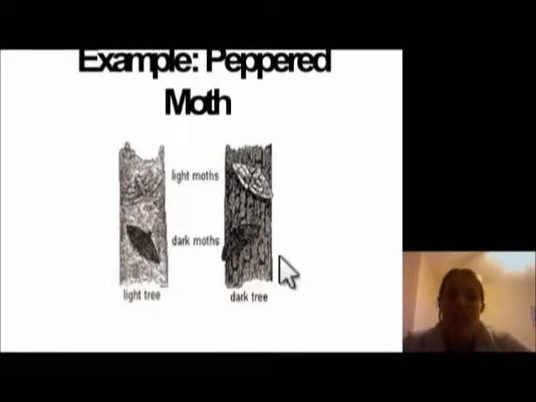Today in England, now that the pollution has been cleaned up, we see a shift back towards the light moths because the bark on the trees is again light. So now it's the light moths that once again have an advantage in survival.